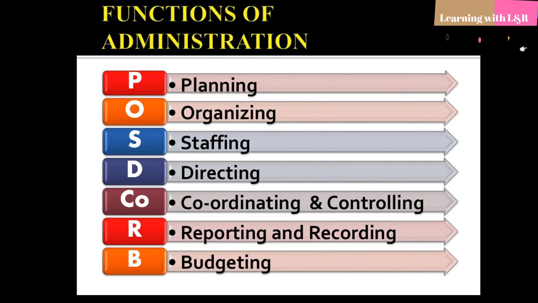The next one is functions of administration. There is POSDCORB. The P means planning, O organizing, staffing, S, then D directing, CO coordinating and controlling, then R reporting and recording, then B budgeting, and the total word means POSDCORB. It is the function of administration.